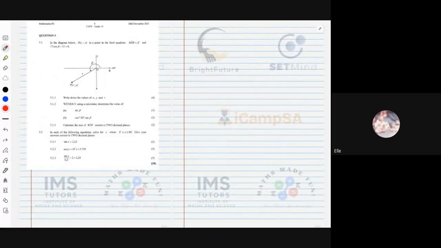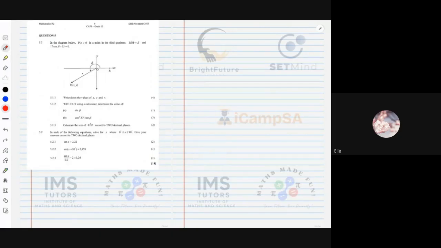But for now, since we still have time, let's answer this one, question 5. So we are going back to trigonometric ratios using Pythagoras theorem, all those things. We are going back to that now.